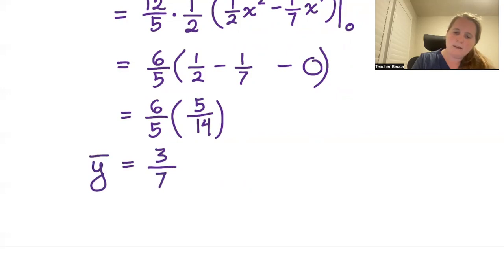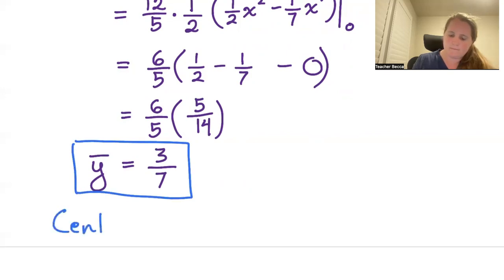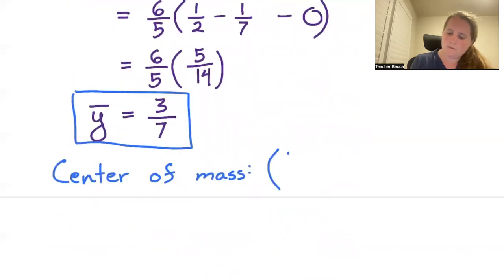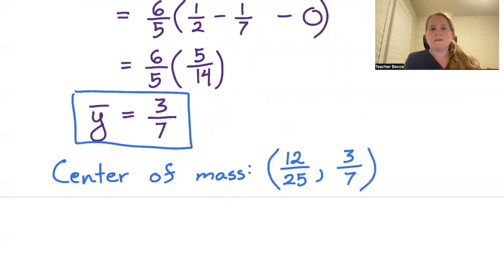So our center of mass occurs at the point where our first coordinate was 12/25, and our second coordinate was 3/7. So this is how we can go about finding the center of mass for a plate with uniform density.